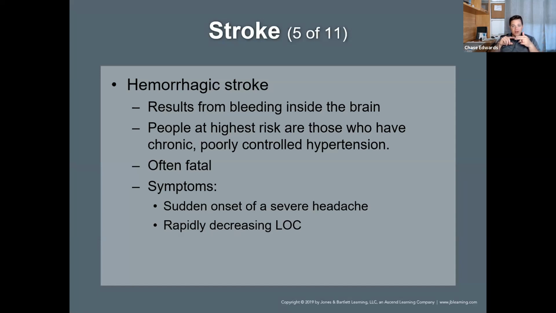People at highest risk are those who have chronic, poorly controlled hypertension. After many years of high blood pressure, the blood vessels in the brain weaken and may be prone to rupture. That's why I say if you keep up with this high blood pressure, you're going to have a stroke. That's true. It's going to happen. So proper treatment of hypertension can help prevent long-term damage to blood vessels. Cerebral hemorrhages are often fatal. So proper treatment of hypertension can prevent long-term damage to blood vessels and reduce the morbidity and mortality of a stroke.